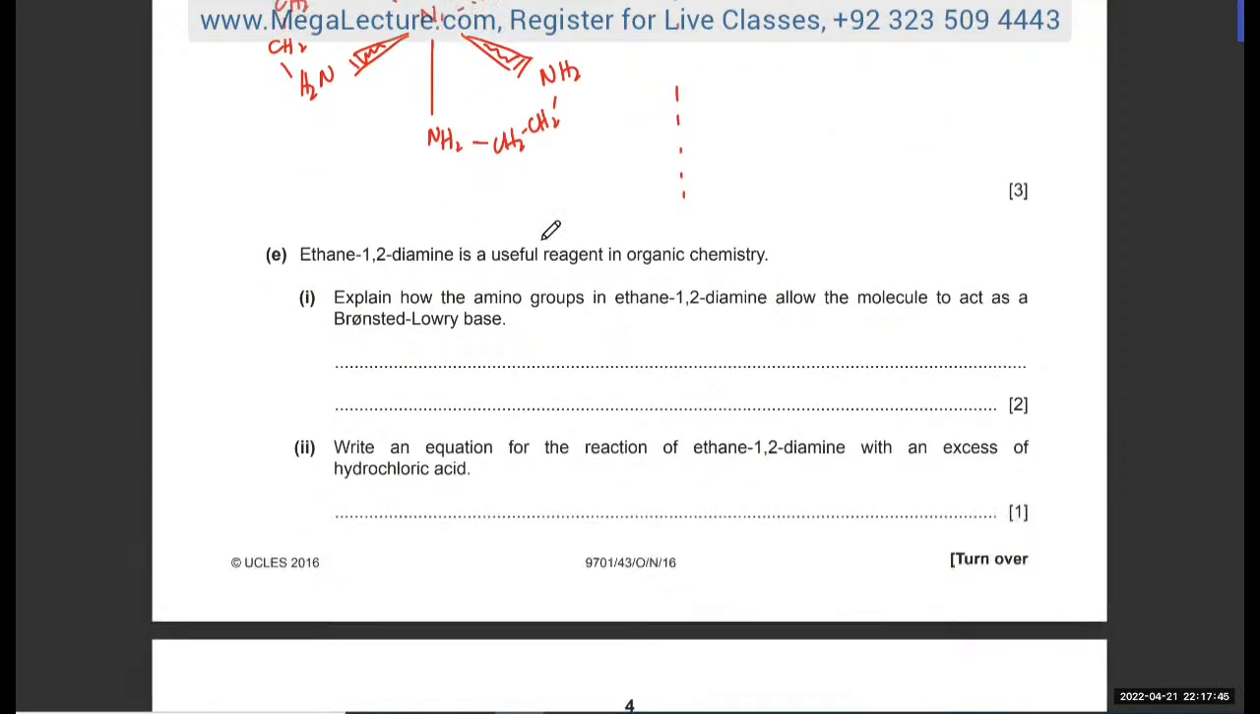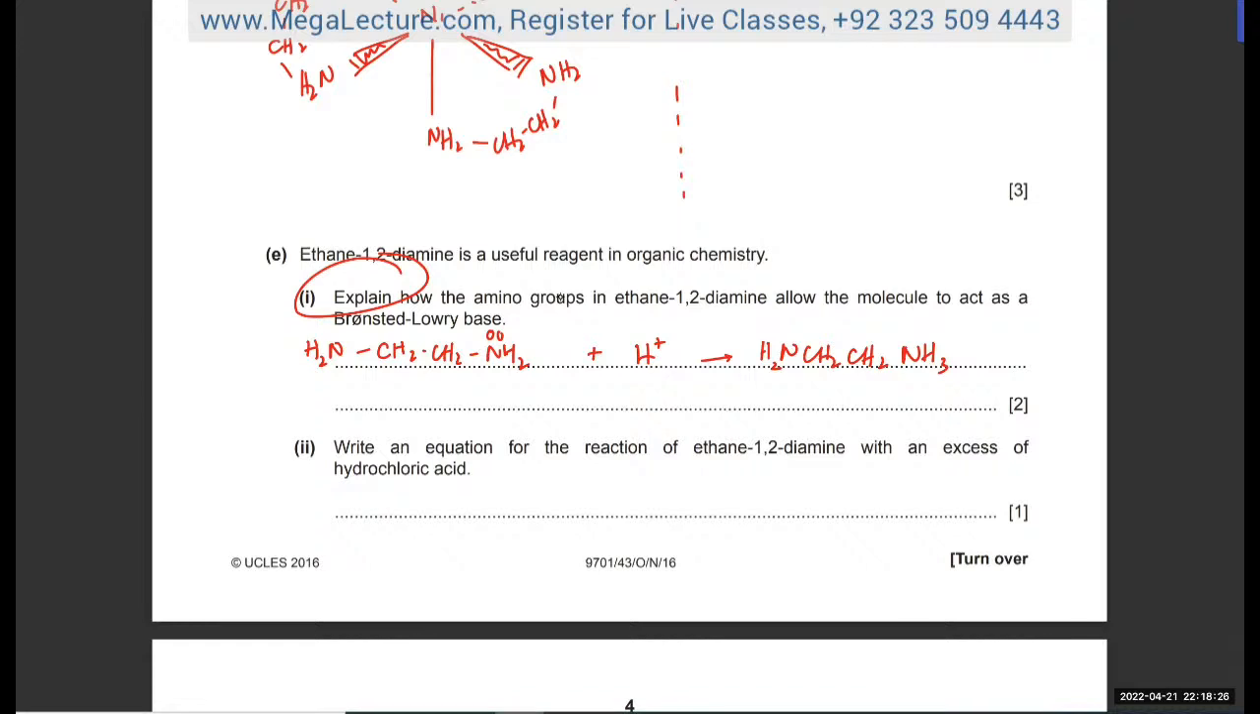So now the next part is ethane 1,2-diamine is used as a useful reagent in organic chemistry. Explain how amino groups in this allow the molecule to act as a Bronsted-Lowry base. So you can write an equation. You have to explain this as well. So you've got NH2s. And the NH2 has a lone pair, so it's going to accept an H+1. So that's an equation. And it will form NH3+1.